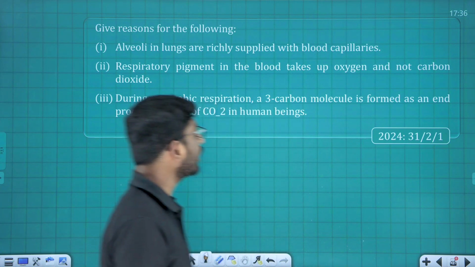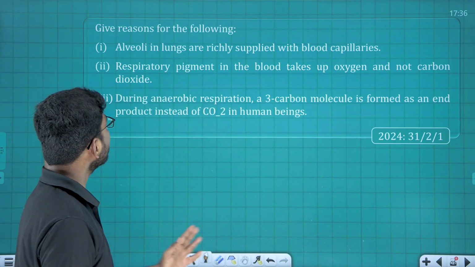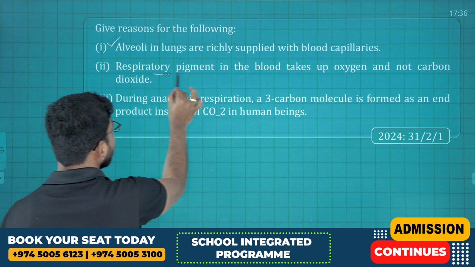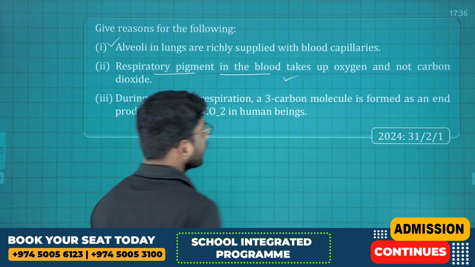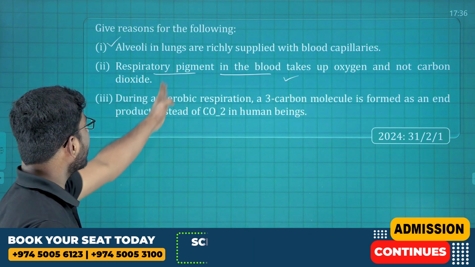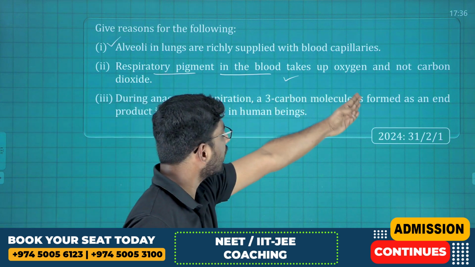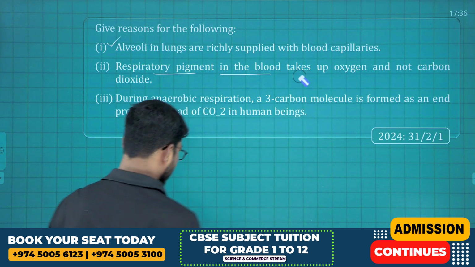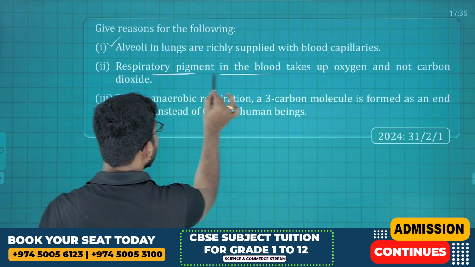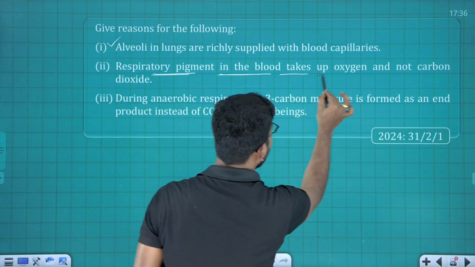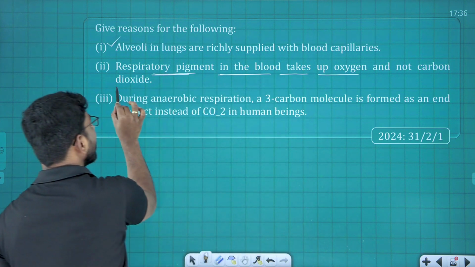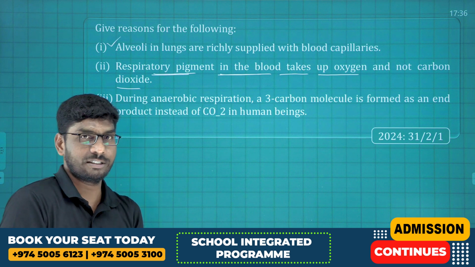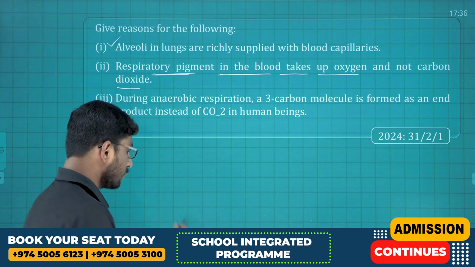Again, 2024. Give reason for the following. Alveoli, sir, we already covered this just now. Respiratory pigment in the blood takes up oxygen and not carbon dioxide. This I will explain to you. Respiratory pigment in the blood takes up oxygen and not carbon dioxide. The respiratory pigment has an affinity towards oxygen. It takes it. You got my point?